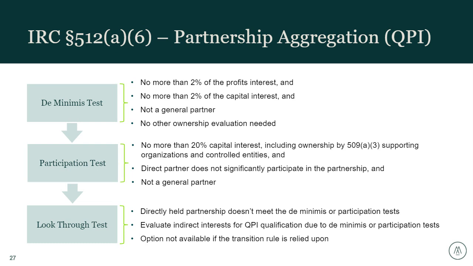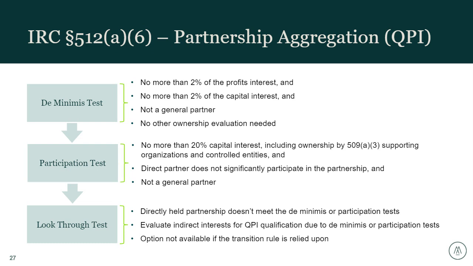So you would look at your K-1 and see what your profits interest is and your capital's interest and make sure that you're not a general partner. But like I said, generally, we find that a lot of our clients' alternative investment interests do meet the de minimis test. The participation test is another area.